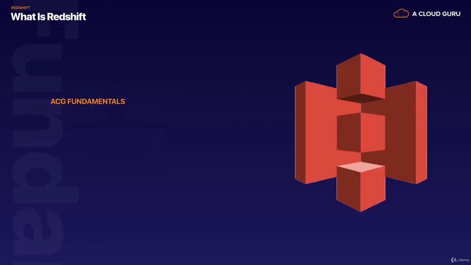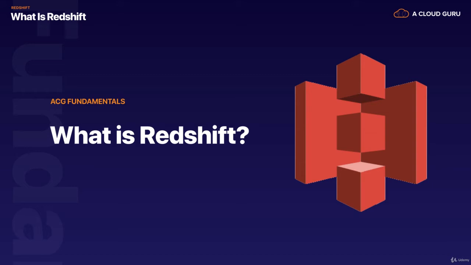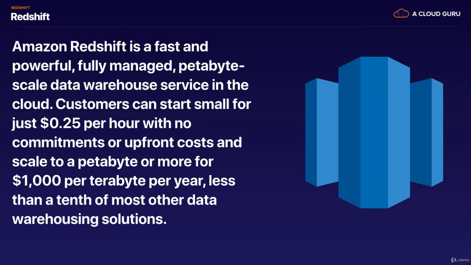In this lecture, we're going to look at Redshift. So what is Redshift? Well, you probably remember from the Databases 101 section that Redshift is a way of doing business intelligence or data warehousing in the cloud. So Amazon Redshift is a fast and powerful, fully managed petabyte scale data warehouse service in the cloud.